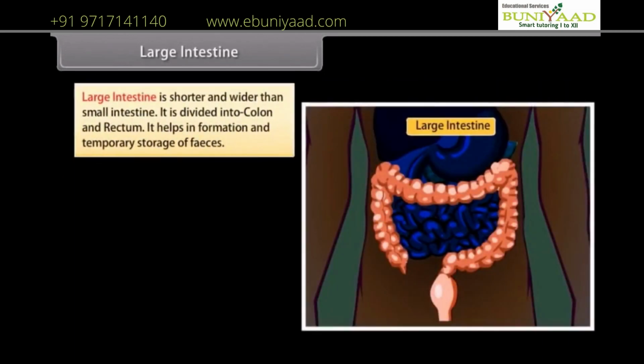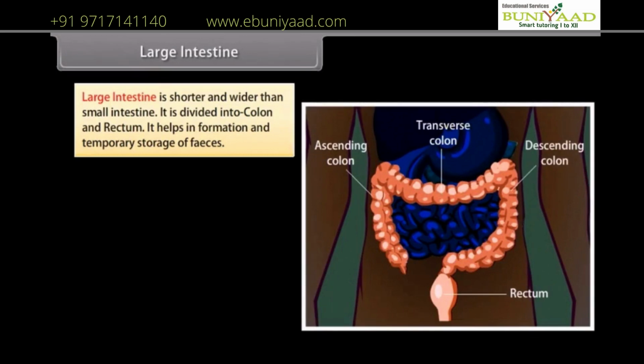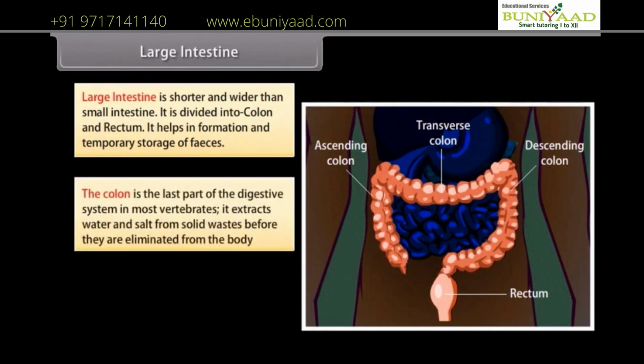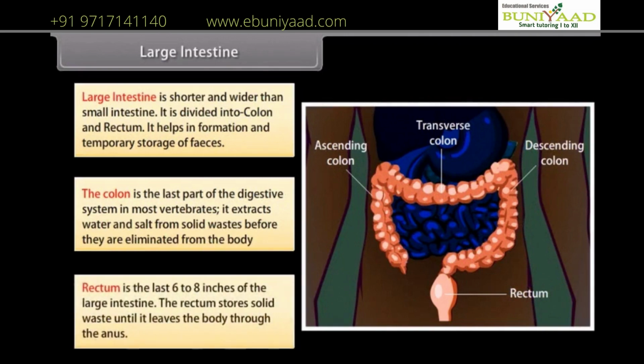Large intestine. Large intestine is shorter and wider than small intestine. It is divided into colon and rectum. It helps in formation and temporary storage of feces. The colon is the last part of the digestive system in most vertebrates. It extracts water and salt from solid wastes before they are eliminated from the body. Rectum is the last 6 to 8 inches of the large intestine. The rectum stores solid waste until it leaves the body through the anus.